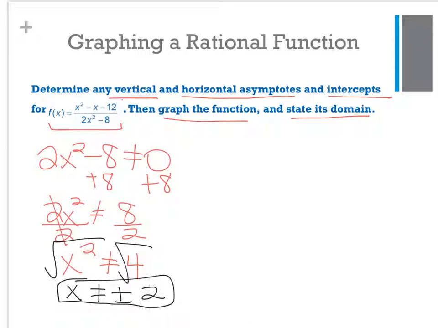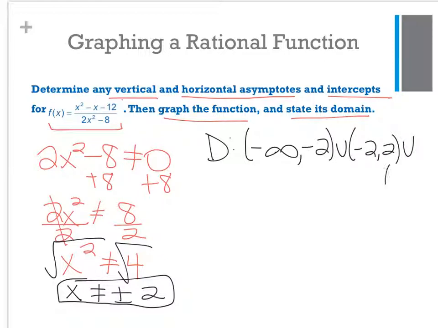So this means that positive 2 and negative 2 are restricted from our domain. So our domain is from negative infinity to negative 2, union negative 2 to 2, union 2 to infinity. Okay, we're using parentheses rather than brackets because, again, positive 2 and negative 2 cannot be used for x.